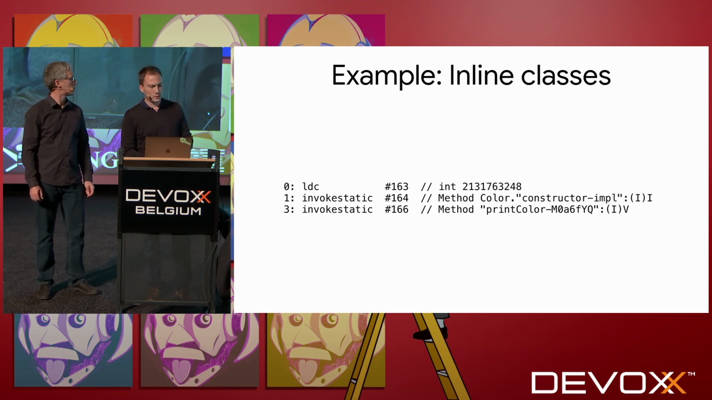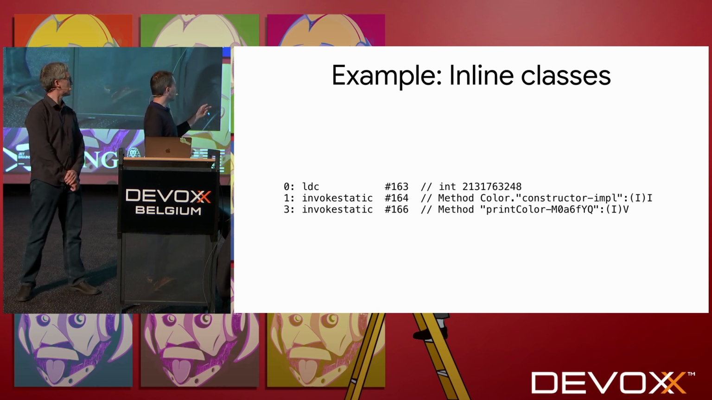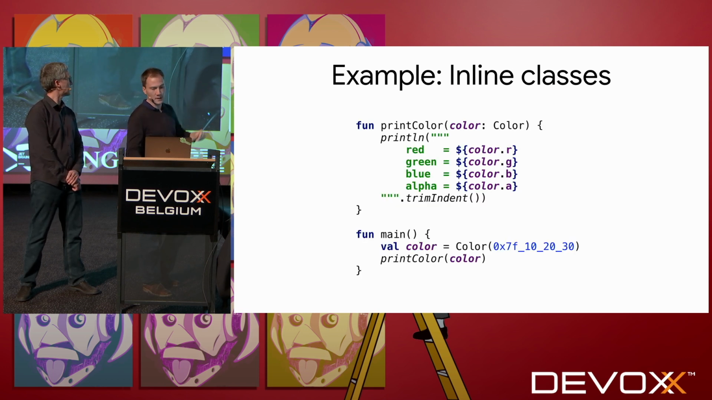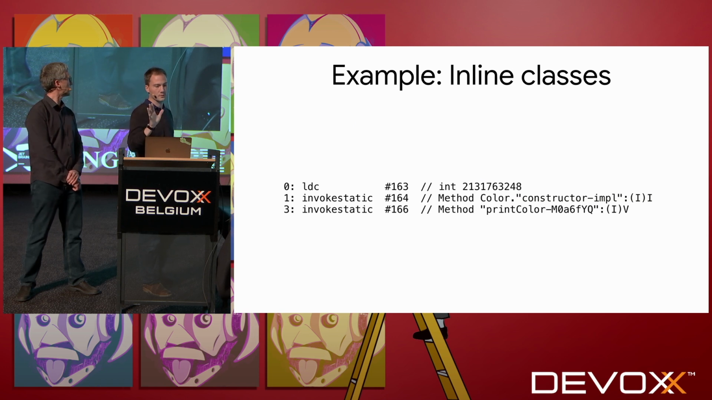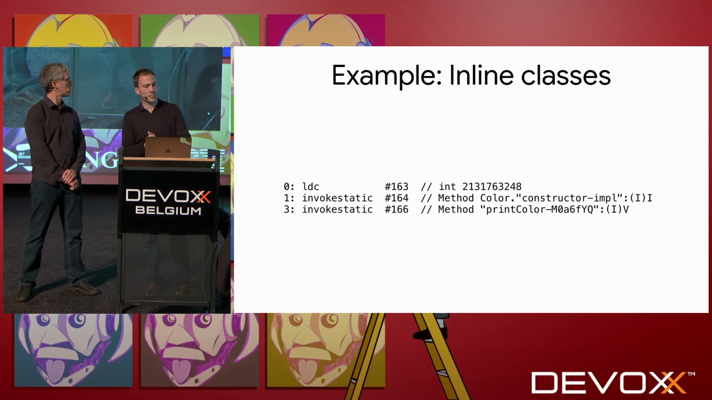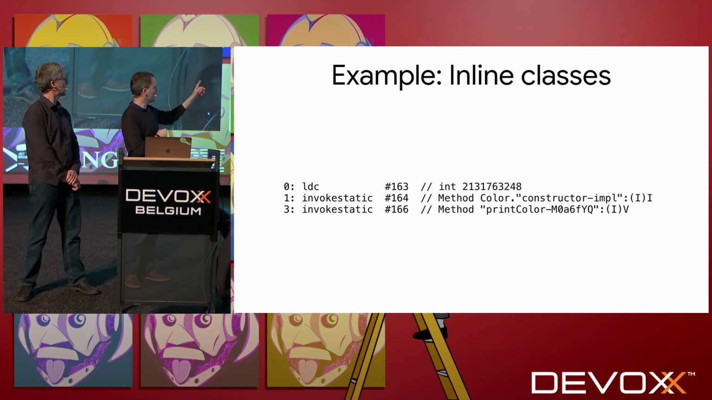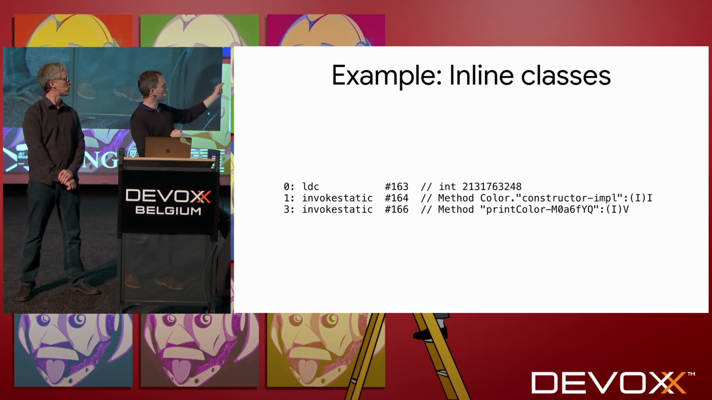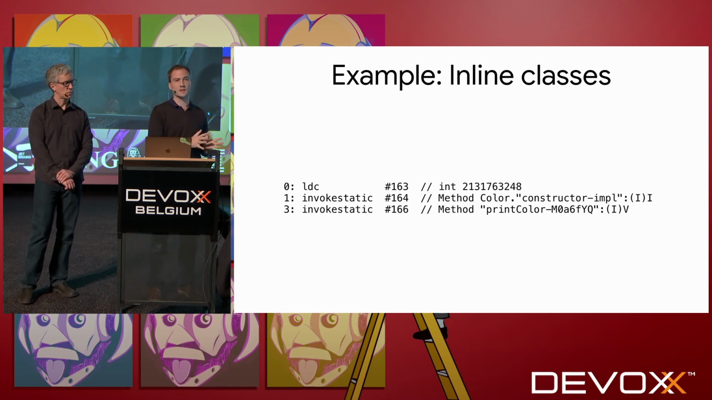And this is what the code looks like. So first, we load a constant. This constant 2131, that's the equivalent of the hexadecimal notation I have here. It doesn't really matter what the value is. Then it calls this static function called constructor-impl that takes an int and returns an int. That's very similar to what we saw with unsigned integers. And finally, it calls my printColor function. But you can see it's not called printColor anymore. It's called printColor dash some kind of hash. Instead of taking a Color instance as a parameter, it takes an I, or an integer type. So it's nice, it works exactly as we wanted.